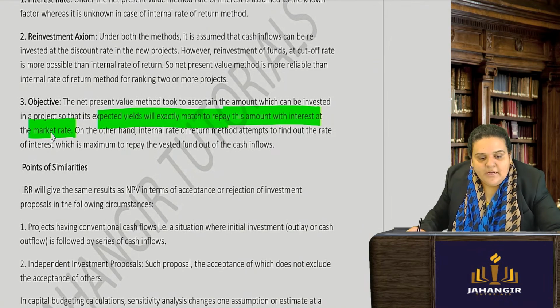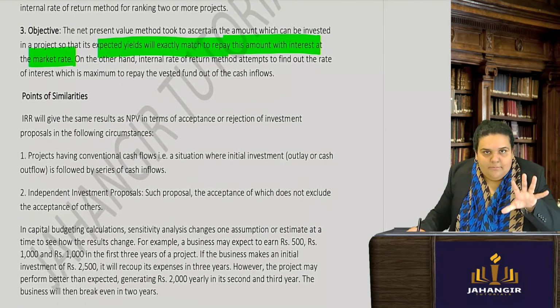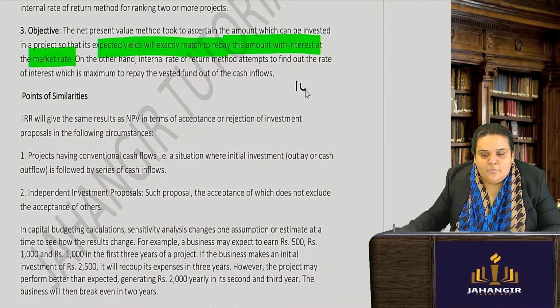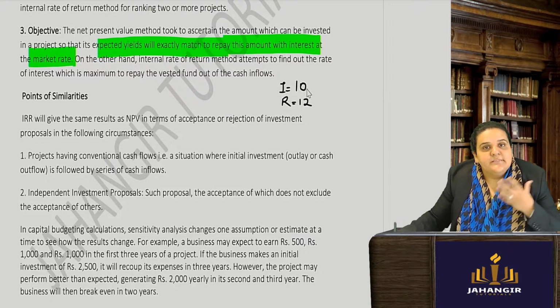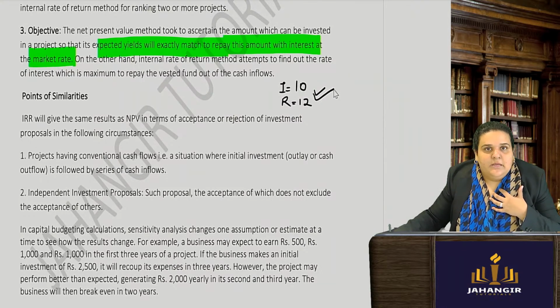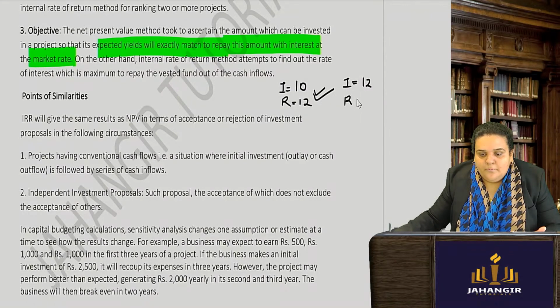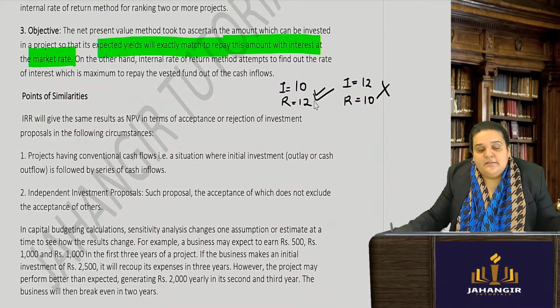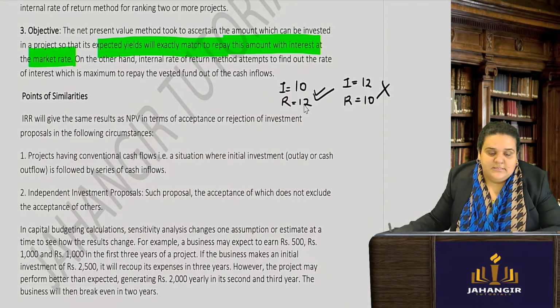Obviously, whenever I am investing a given amount, if I tell you that my investment is 10 rupees and in return I am getting 12 rupees, obviously I will accept the project. But if it is vice versa, I may reject the project. But how will I come to know about my investment and the return? Sitting here today, how will I come to know about 10 years? That is all what we have to ascertain.